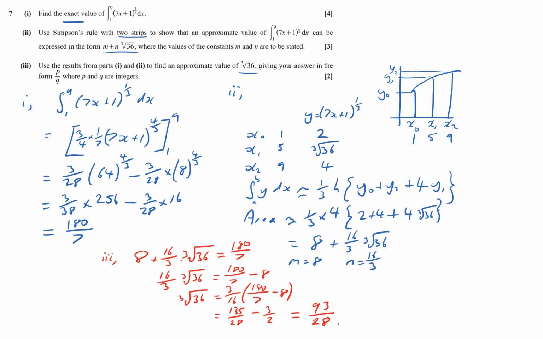And that is given in form P over Q, and that is P over Q as a fraction. And that's 7 done.